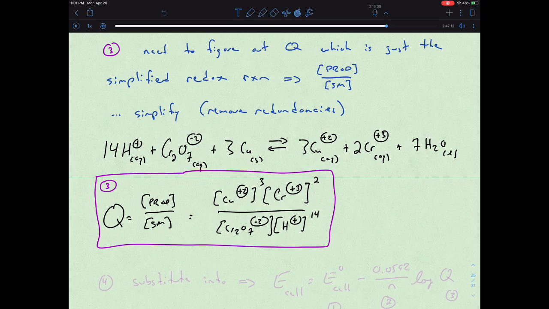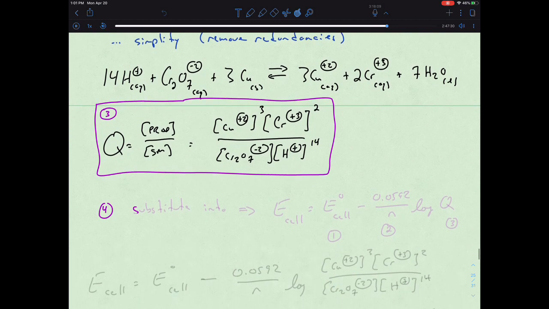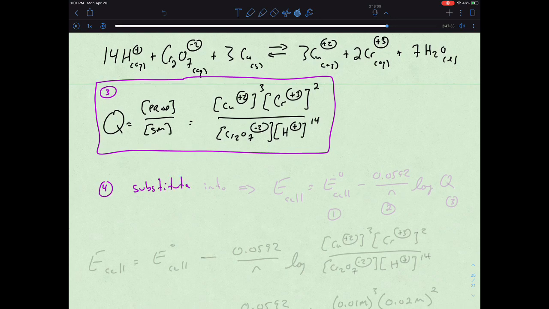We need to have that balanced redox reaction to actually determine what is on the product side, what is on the starting material side, and what is important in that ratio with Q and with K. So now we're at step 4, where we can substitute into that original expression, where we have our cell potential not at standard state is equal to our cell potential at standard state minus 0.0592 over N times the log of Q.